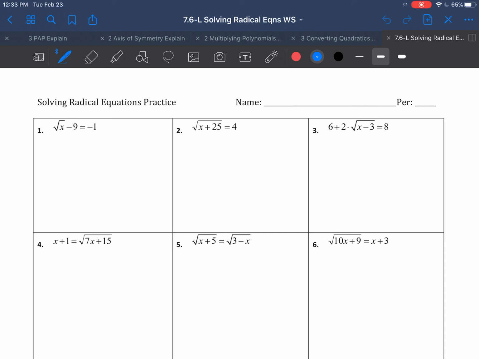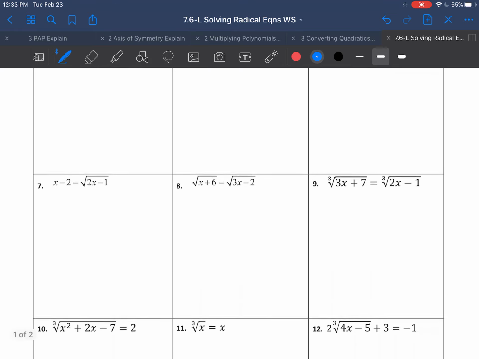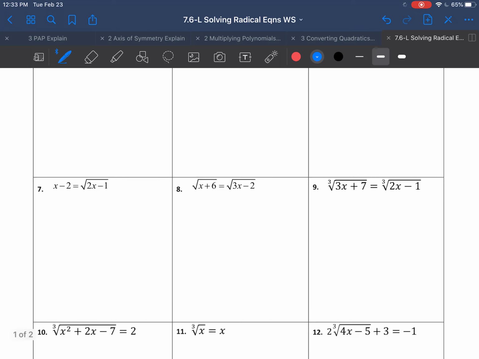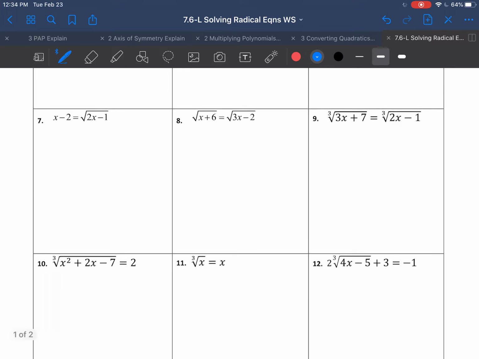All right, so continuing with solving radical equations. Remember, radical could be cube root or square root. We have already solved square root, and so 1 through 8 on this worksheet will be just some review problems. The new part will be the cube root equations, which start with number 9.